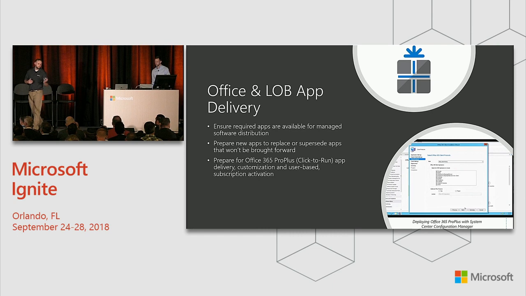Pivoting off of that, once you've done your LOB app readiness, move into your directory and network readiness. The third part of the process is upgrading Office. So we call it Office and LOB app delivery. And specifically in this process, we're talking about Office 365 ProPlus. So I'll switch over to my machine here.